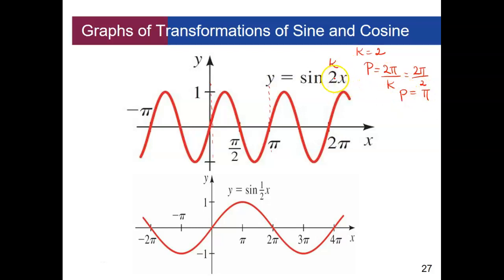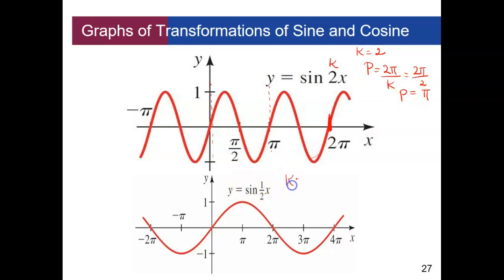The k tells me that if I look from 0 to 2 pi, which is here, it tells me how many sine graphs I'm going to see. So I'm going to see 1 sine graph and then 1 more sine graph. So I see 2 sine graphs between 0 and 2 pi. So the k and the period tell me something related but still different.